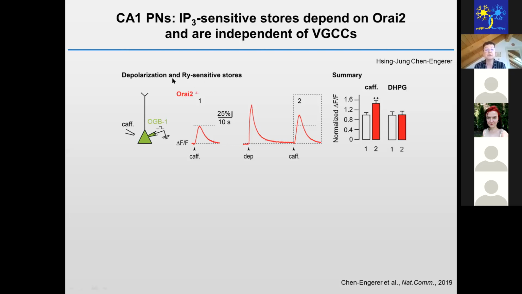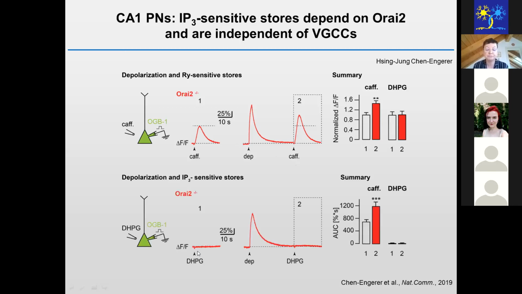In the Orai2 knockout mice, we locally applied caffeine under controlled conditions, and 30 seconds following a depolarizing pulse to 0 millivolt that is accompanied by a large calcium influx through voltage-gated calcium channels. The overcharging of the store was indicated by a significant increase of the resulting caffeine-induced calcium transient. However, when DHPG was used instead of caffeine, depolarization and activation of voltage-gated calcium channels is not sufficient to produce a calcium transient following DHPG application. Thus, IP3-sensitive stores do not take up calcium that enters the cell through voltage-gated calcium channels.